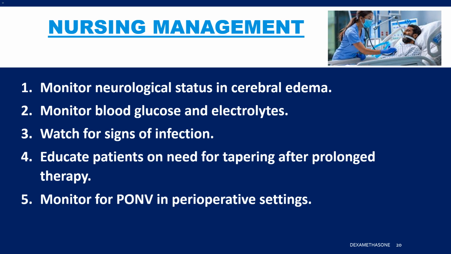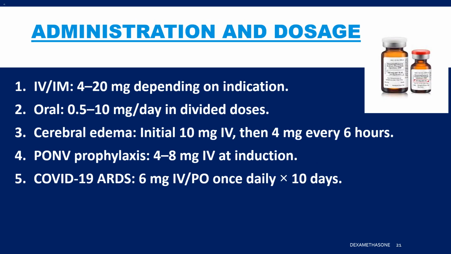4. Patient education on tapering. Nurses should educate patients on the importance of tapering dexamethasone after prolonged therapy to prevent withdrawal symptoms and adrenal insufficiency. 5. Monitor for PONV. In perioperative settings, nurses should monitor patients for postoperative nausea and vomiting, PONV, and assess the effectiveness of dexamethasone in preventing these symptoms. Administration and dosage of dexamethasone.